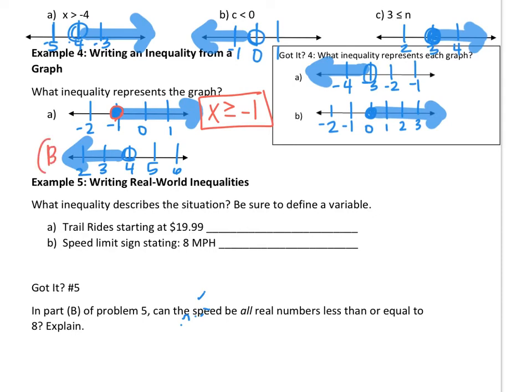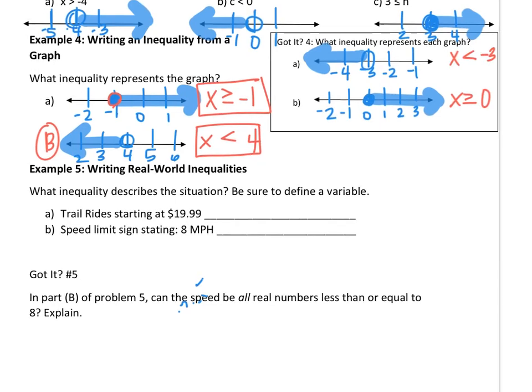Okay, for B, our number is going to be 4. We'll put our variable on the left. Our arrow points to the left, and it's an open circle, so we don't put a line under the inequality. Okay, do got it number 4 on your own, and I'll give you the answer in just a second. Okay, there's your answers for got it number 4.